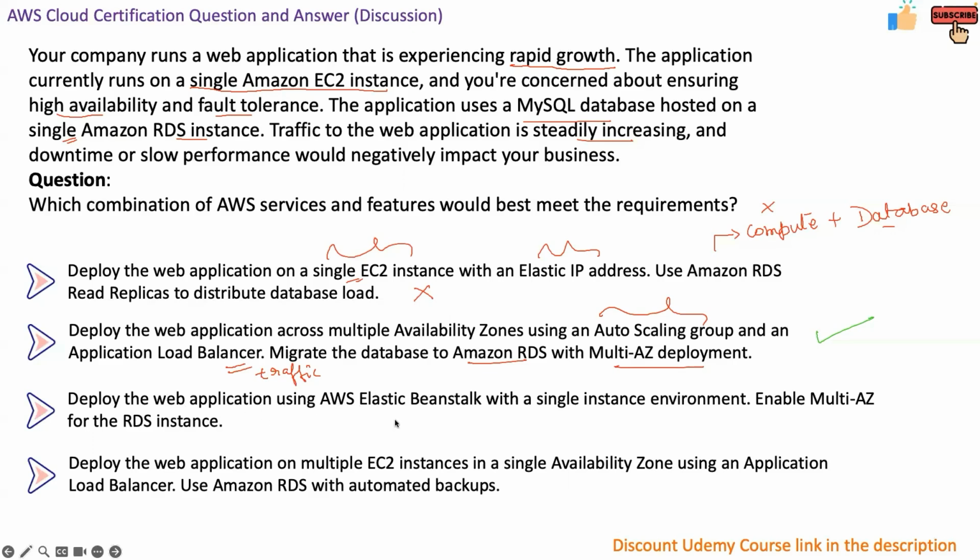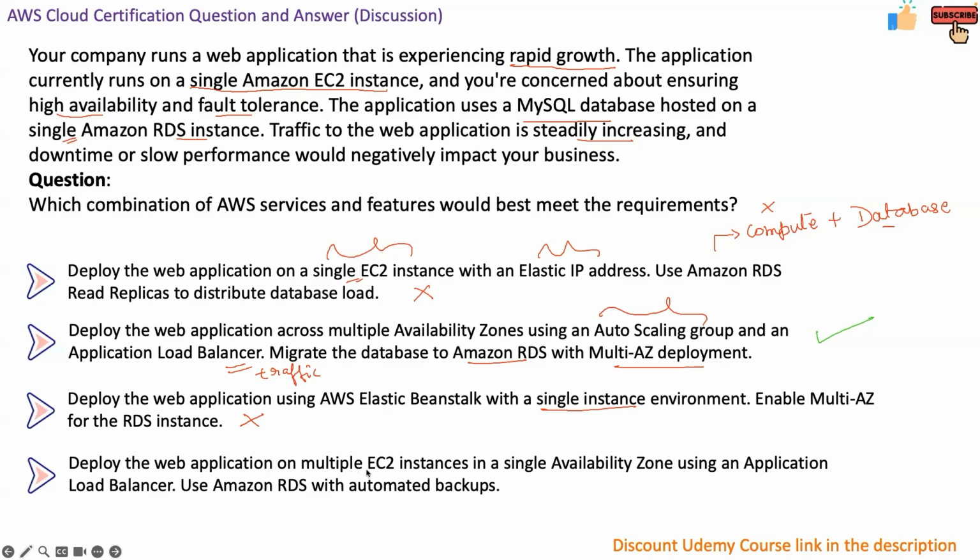Deploy the web application using Amazon Elastic Beanstalk with a single environment. Again, the moment you have the single environment mentioned, it is not suitable for your use case because you're only running this on a single EC2. So moving again to a single environment design is not going to be helpful. Hence, this is the wrong answer.